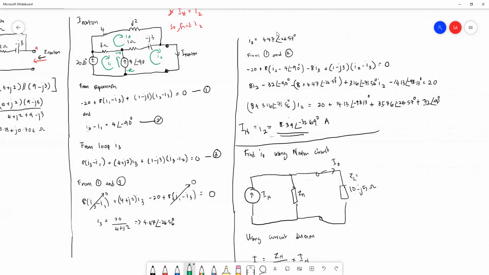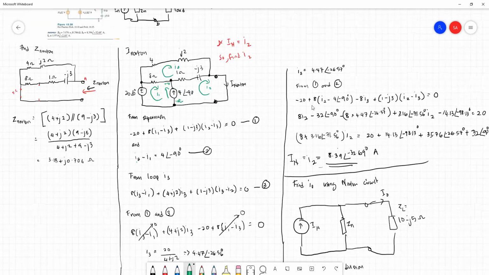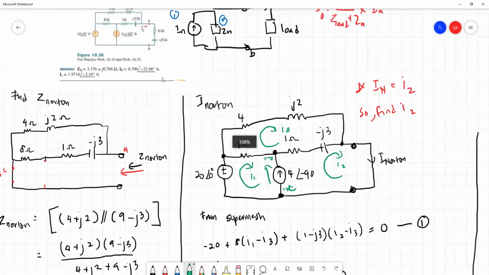After I got this, I need to substitute it, and finally I obtain my I2 here. My I2 is 8.39 with an angle of negative 32.69 degrees, and this I2 is your I Norton. So I Norton is 8.39 at negative 32.69 degrees, which is equal to the answer.